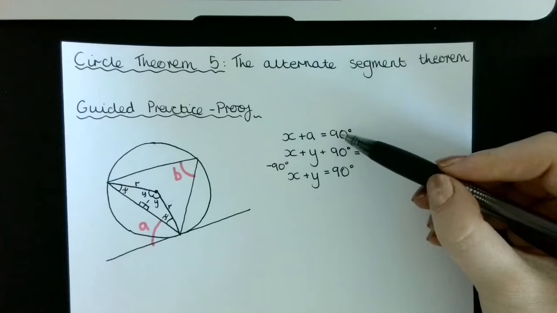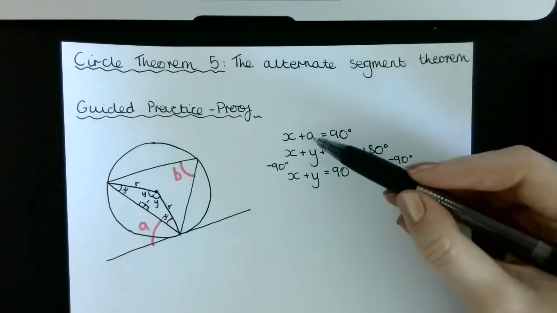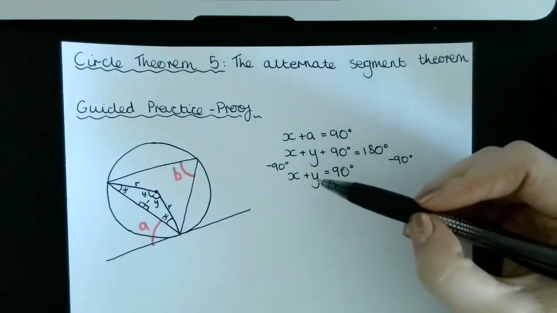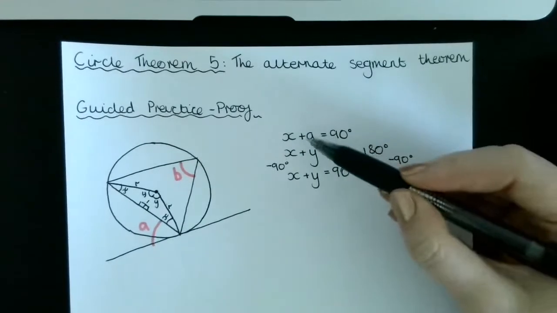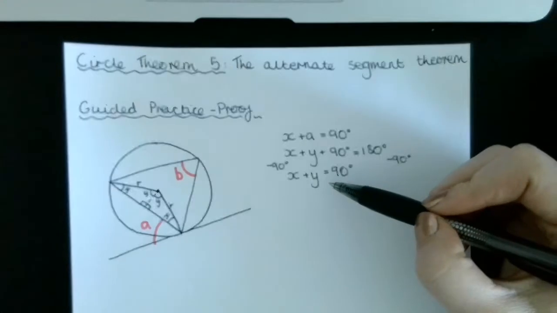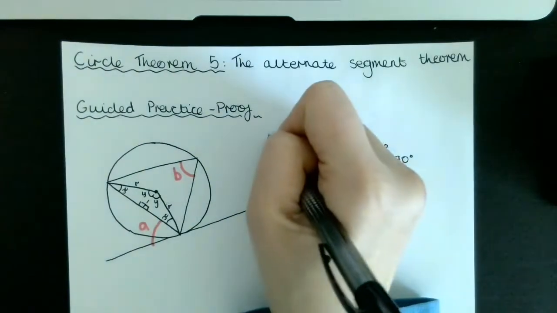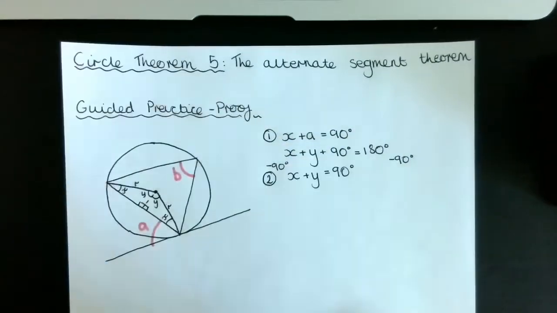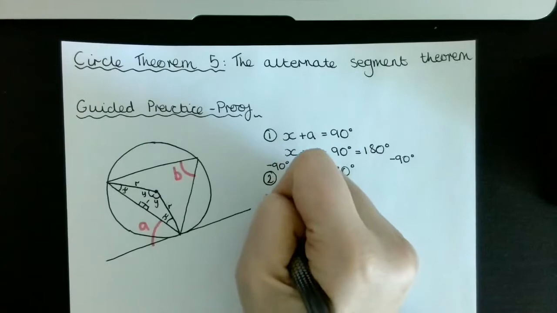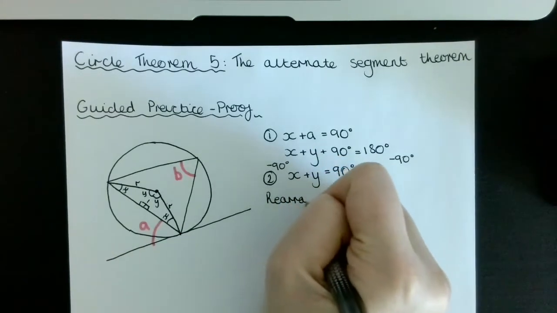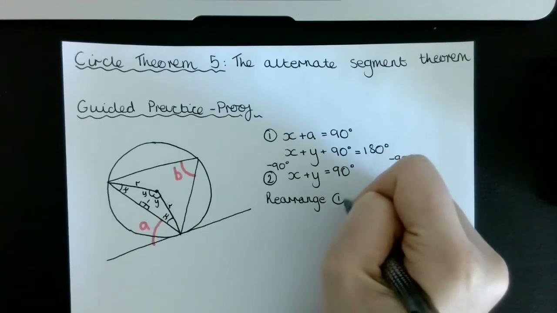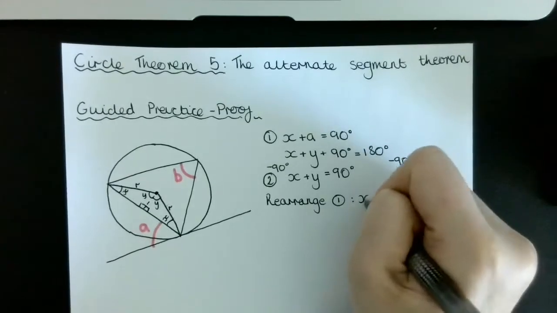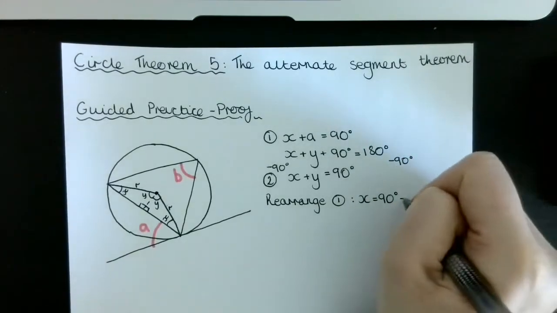Now if we compare the first equation with the third equation, we can see that A must equal Y. But I'm going to show you that mathematically by substituting this equation into that equation there. So I'm going to call this top equation equation 1 and this one here equation 2. I'm going to rearrange equation 1 to make X the subject, and I get X equals 90 degrees minus A.